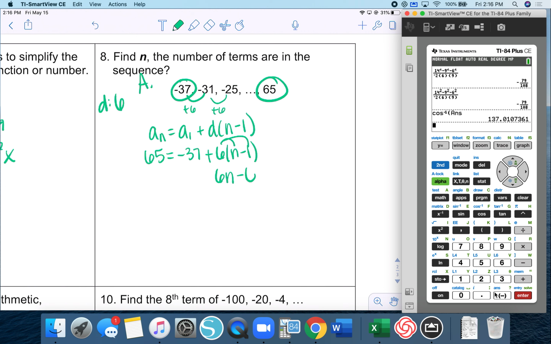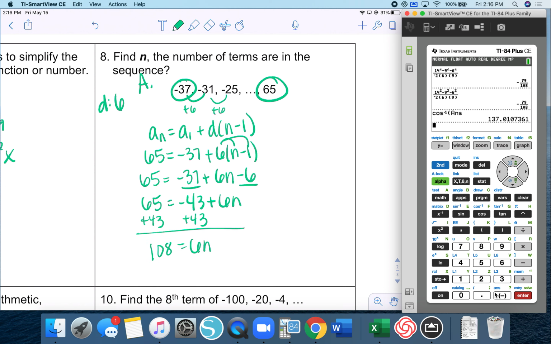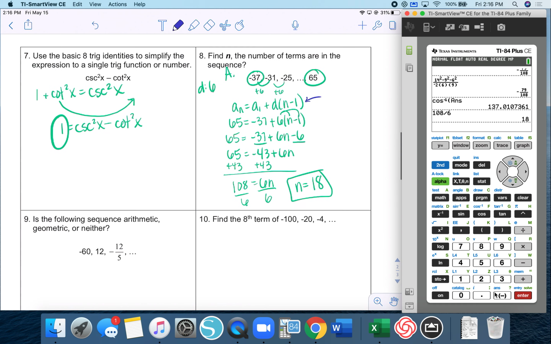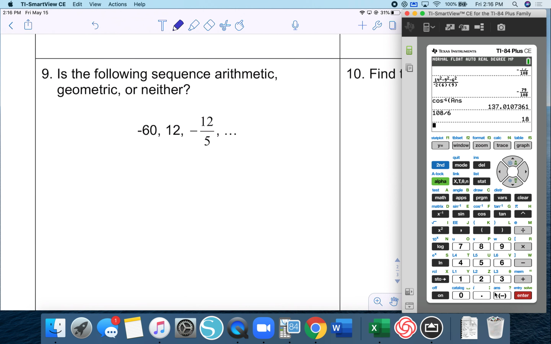So I distribute, combine my like terms. Move 43 to the other side. Divide by 6. And n is, I believe, 18. Yep. So you figure out which sequence it is, use your formula, plug in what you know, solve for what they've asked. Number 9, is it arithmetic, geometric, or neither?